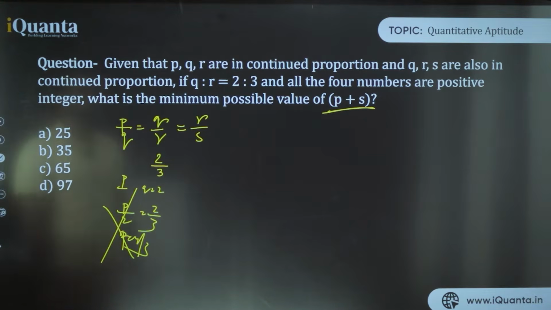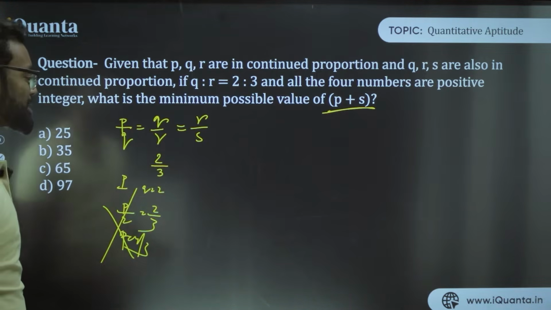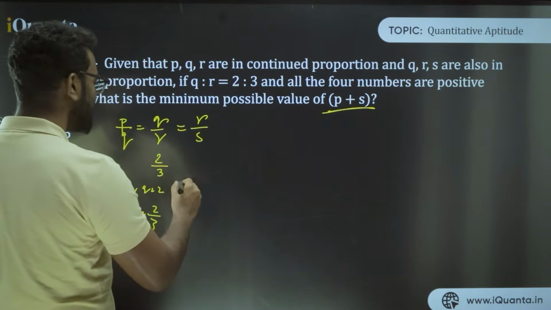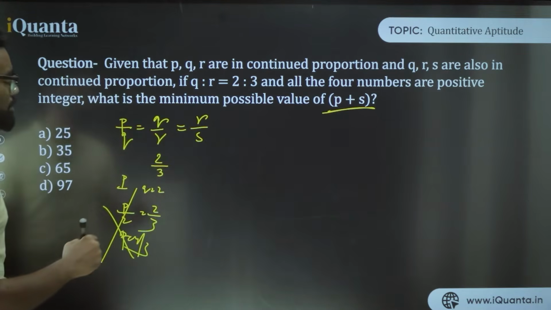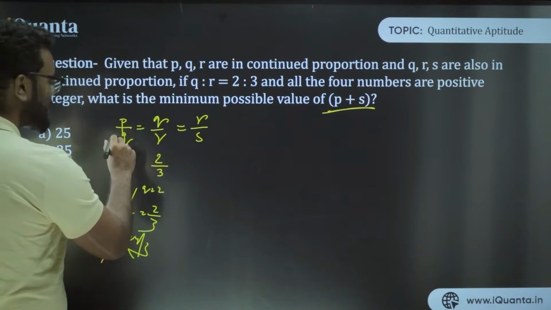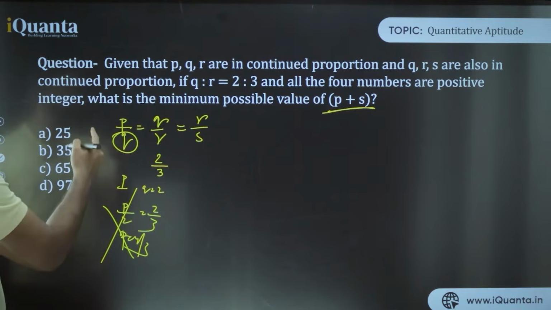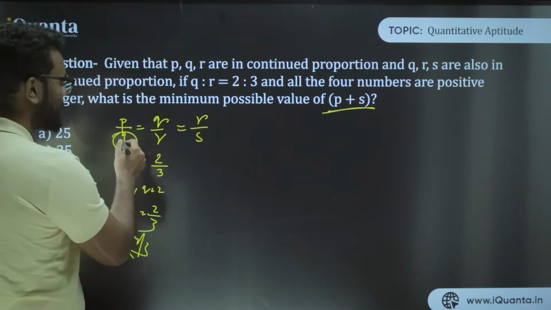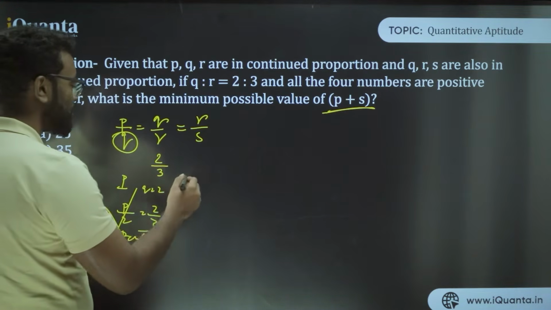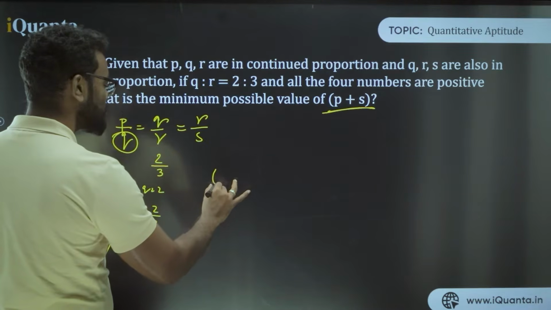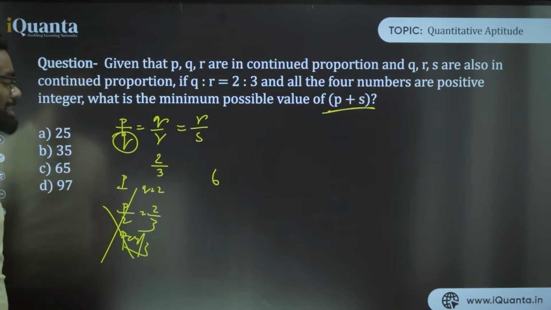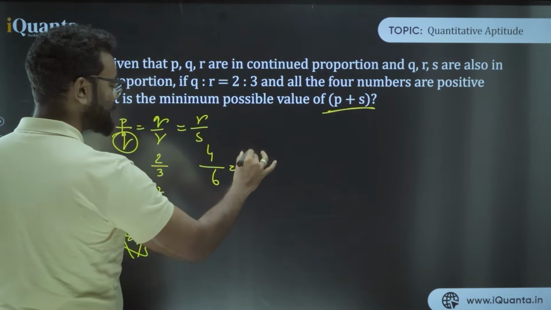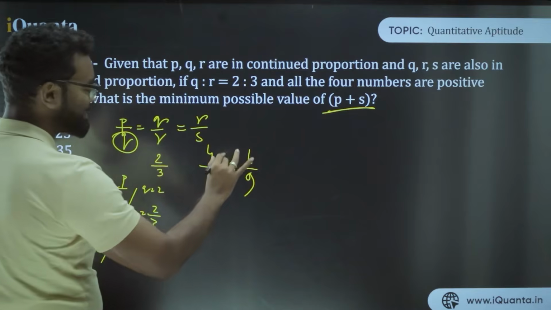So in some cases, we need to check that it cannot be a fraction. Please remember this. To make it not a fraction, Q has some number, so P will be in 2:3 with that number, and it has to be a multiple of 3 also. So let's say Q is 6, because the LCM of 3 and 2 is 6. If Q is 6, then P is 4, so 4 upon 6 equals 6 upon 9. I can write this, right?